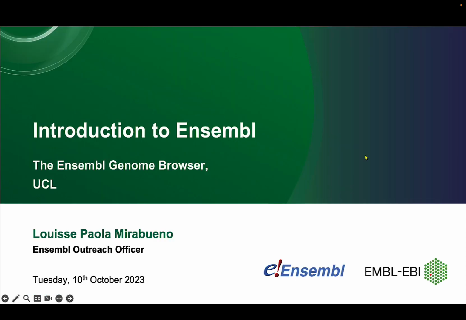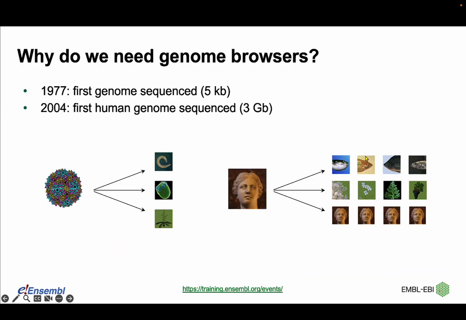So just a bit of background and an introduction to Ensembl. In 1977, Fred Sanger and his team sequenced the very first genome, which was a bacteriophage. And this really kickstarted the era of sequencing much more complex organisms. The first draft of the human genome was published in 2004, which was a project that was started back in the 1990s. Since then, many more organisms have been sequenced, and today we can sequence a complete human genome in a matter of days.